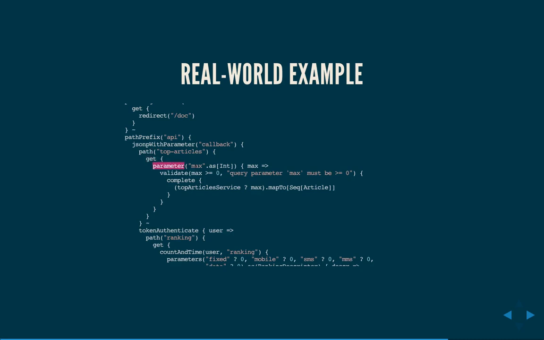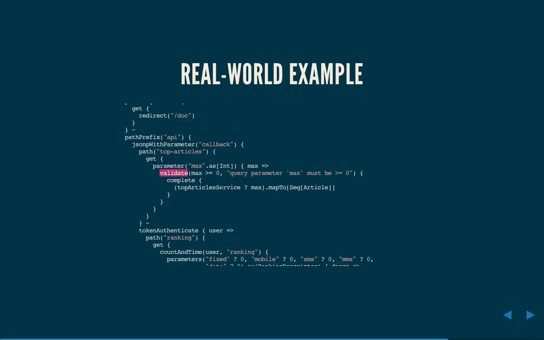We extract a query parameter which needs to be called max and which needs to be an int, and this is then the int that we have extracted from the query parameter, and then we do all this in here and so on. This parameter directive here, once again, makes sure that if the max parameter is not there, the client will receive a proper error message. And then we only respond to those things if max is actually greater than 0.